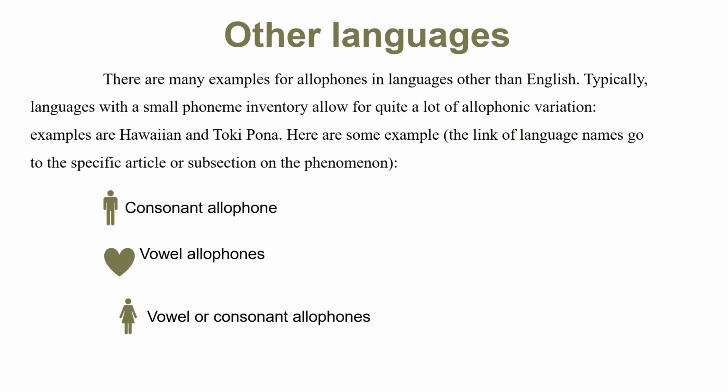Other languages. There are many examples of allophones in languages other than English. Typically, languages with a small phoneme inventory allow for quite a lot of allophonic variation. Examples are Hawaiian and Toki Pona. Here are some examples. The links of language names go to the specific article or subsection on the phenomenon. First one is consonant allophones, second one vowel allophones, and the third one is vowel or consonant allophones.